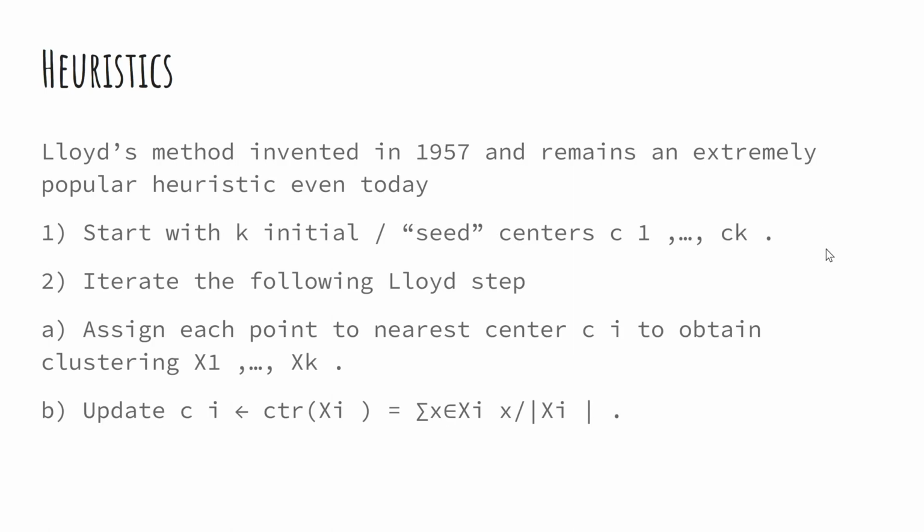Heuristics. Lloyd's method, developed in 1957, remains an extremely popular heuristic. Start with k initial seed centers c1 to ck. Iterate the following: assign each point to the nearest center to obtain the clusterings X1 to Xk, then update the centers c1 to ck.